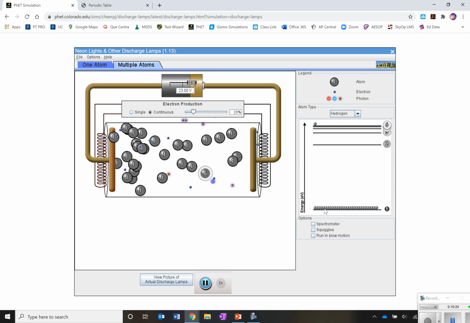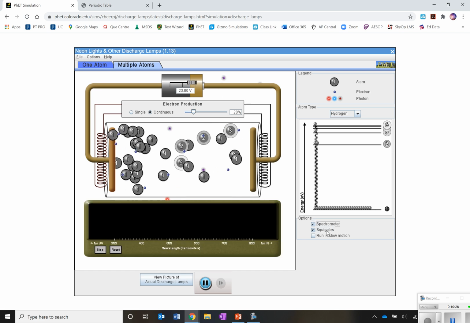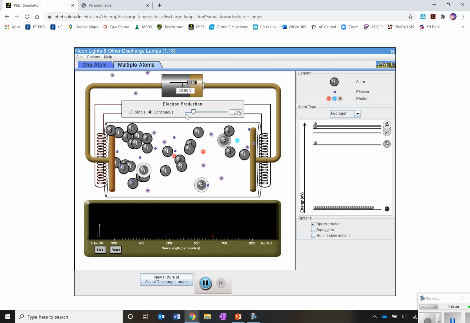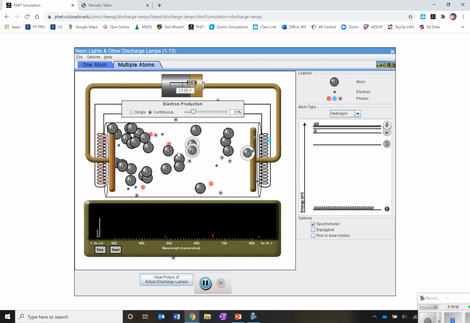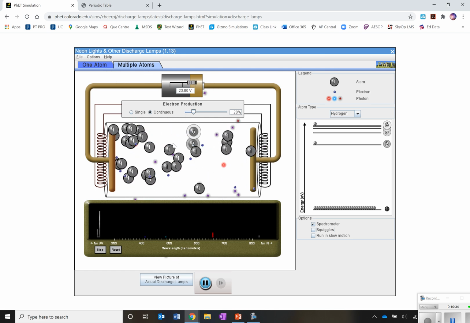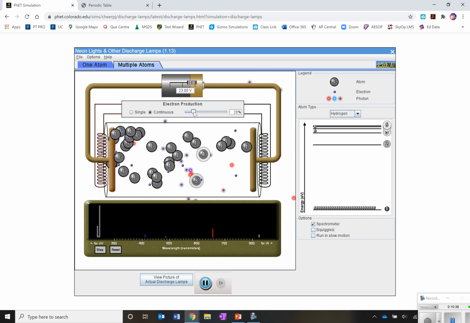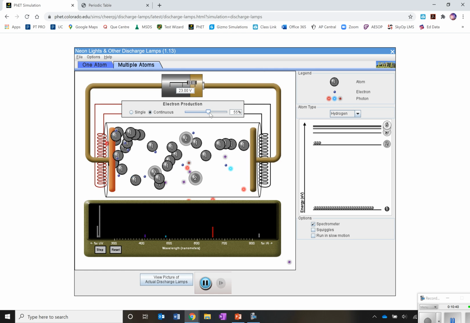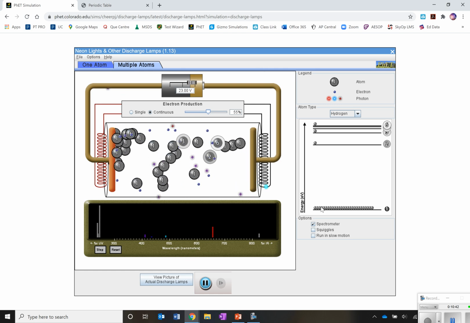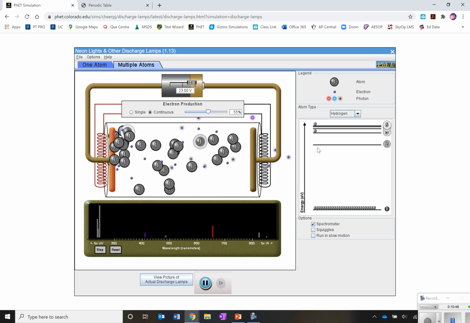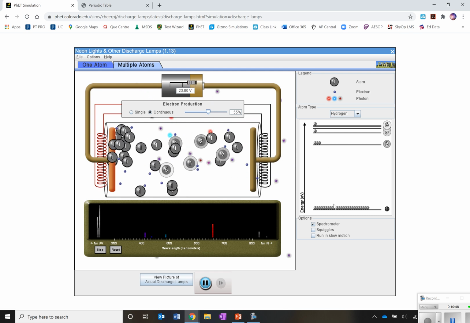Now if we do this with multiple atoms, again we'll look at our spectrometer here, which is going to indicate all these photons that are being ejected from these multiple atoms of hydrogen, and this is occurring constantly. So we'll increase this a little bit, and down here we can see all the electrons that are in the simulator here and the transitions that they're going through.